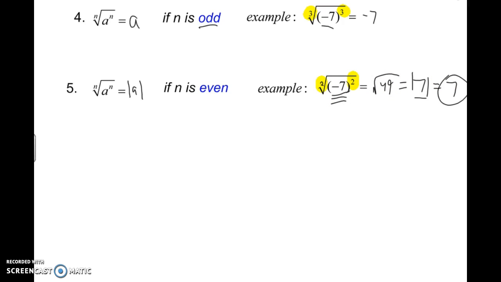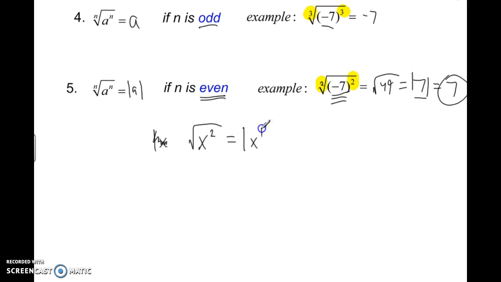Okay, so here's where the rubber hits the road with this one. If you have a problem like, let's say it this way, the square root of x squared. So that seems a pretty simple problem, right? You say, well, the square root and the power kind of undo each other, so it's just going to be x. A lot of students will say x there, and they'll get the problem wrong. Because this is even, we have to use the property here and say the absolute value of x.